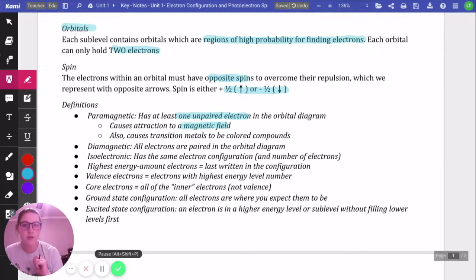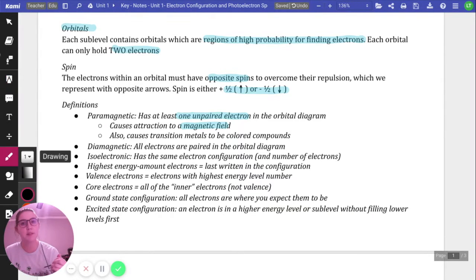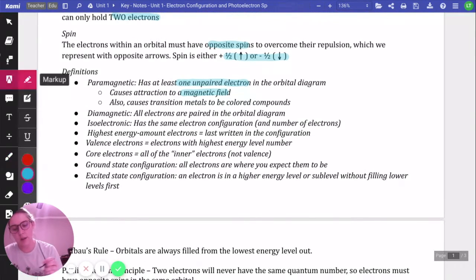It also causes our transition metals to be colored compounds. For example, sodium chloride, which is just table salt, is white, right? But cobalt chloride, on the other hand, is a bright red. Those unpaired electrons cause them to have those crazy colors, which is just a fun fact. All right, our next one is diamagnetic, and that is when all electrons are paired in the orbital diagram.